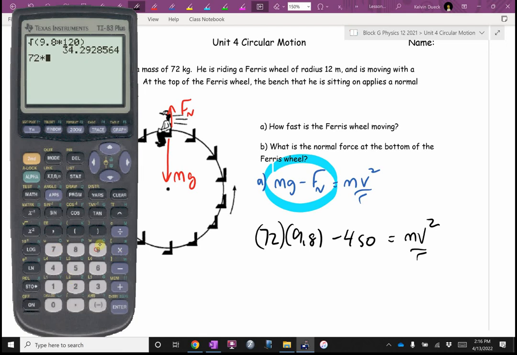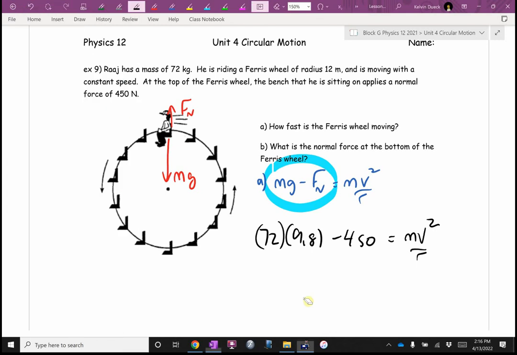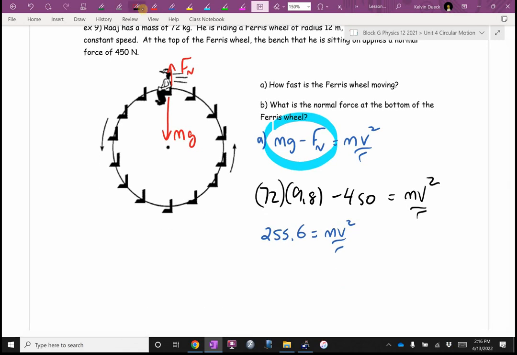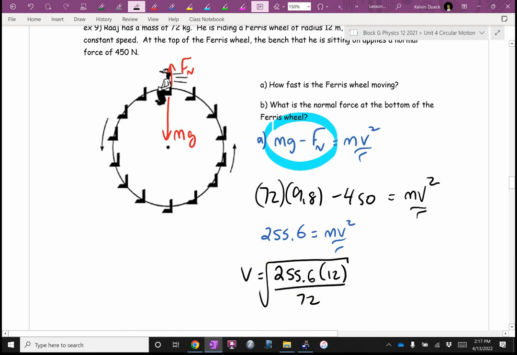I'm going to go 72 times 9.8 minus 450. I get 255.6 equals mv squared over r. And now I'll get the v by itself, times by r, divide by m, square root. Times by R, 12. Divide by M, 72. Square root.